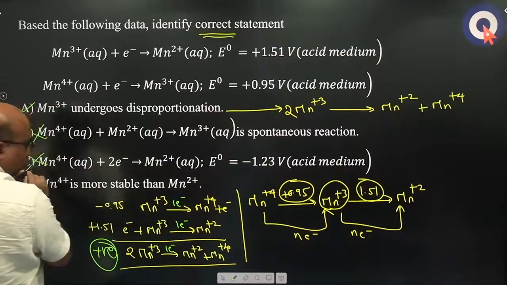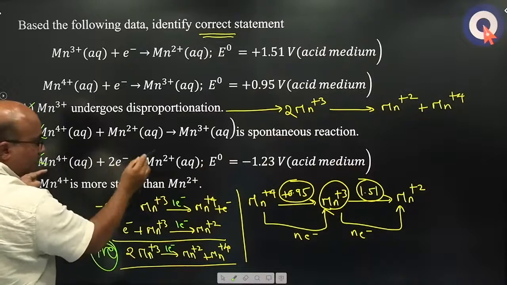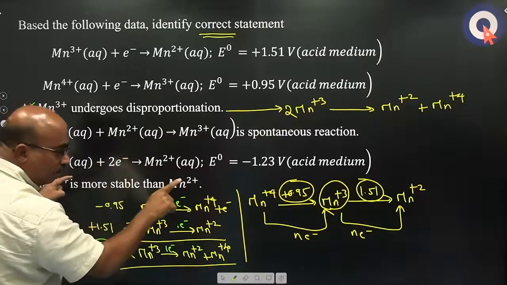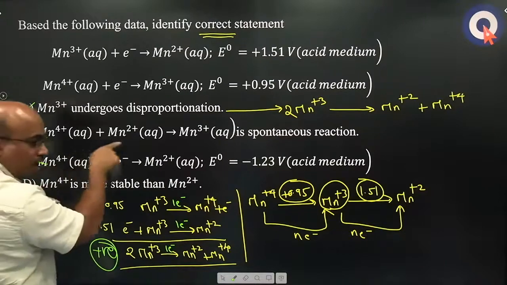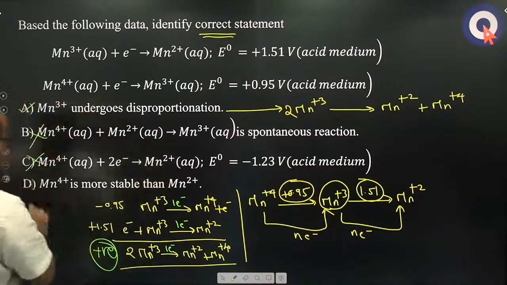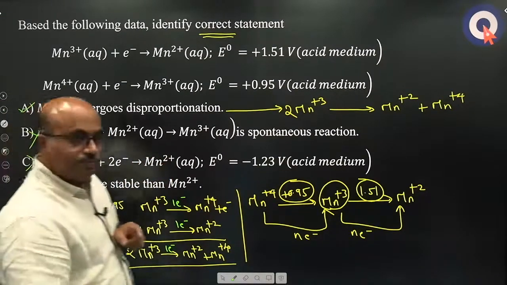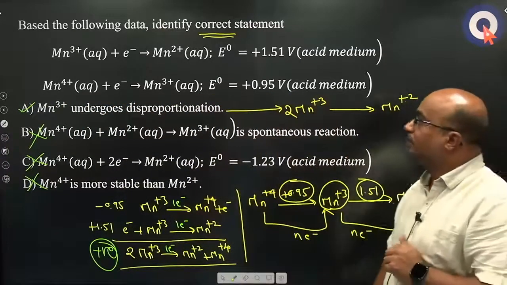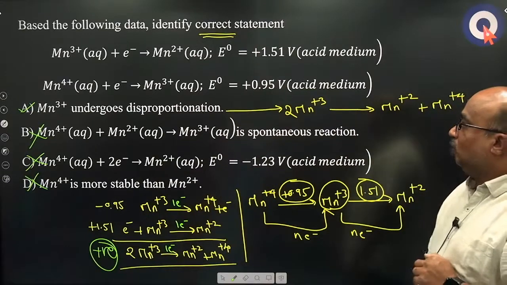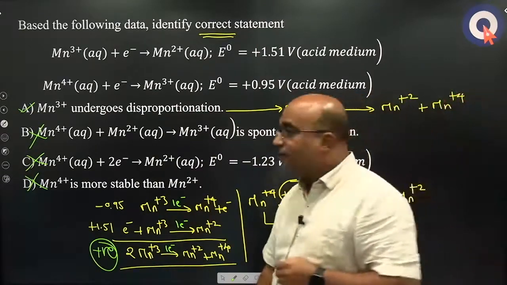Means this reaction is spontaneous in this direction. Means Mn plus 2 is more stable than Mn plus 4, but not Mn plus 4 is more stable than Mn plus 2. So this is also not correct. Clear? So only the first option is correct for us.